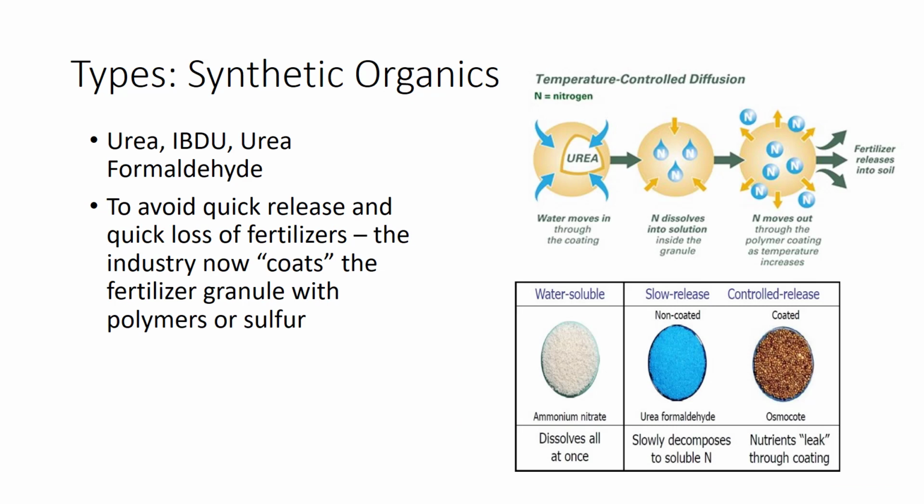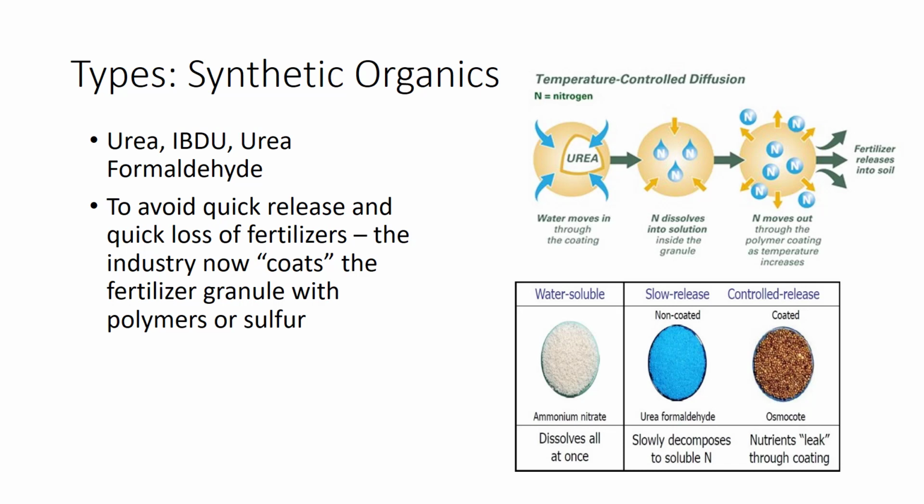The last type of fertilizer is synthetic organics. This means that they are man-made but contain carbon. Urea is the most common synthetic organic and acts more like a synthetic inorganic since it quickly releases nutrients. It is commonly used in fertilizer mixes since it is high in nitrogen. In order to avoid the quick release of urea, the granule is often coated with a polymer or sulfur, commonly labeled as sulfur-coated urea.